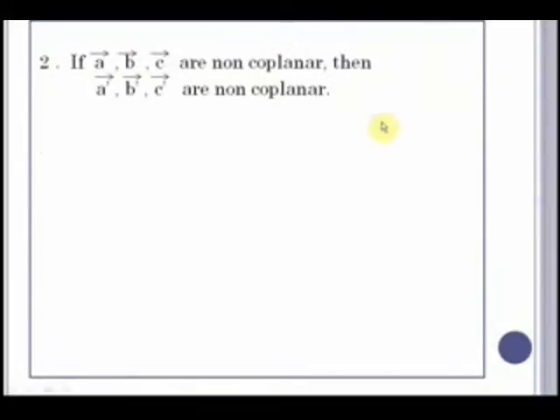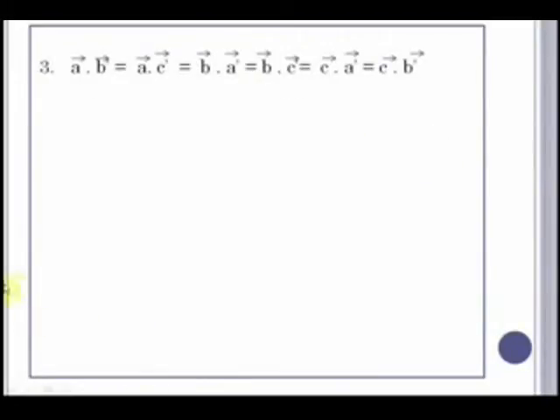The second property is if A, B, C are non-coplanar, then A dash, B dash and C dash are also non-coplanar. And the third property is vector A into B dash is equal to vector A into C dash, which is equal to vector B into A dash, which is equal to vector B into C dash, which is equal to vector C into A dash, and which is equal to vector C into B dash, and which is equal to 0.